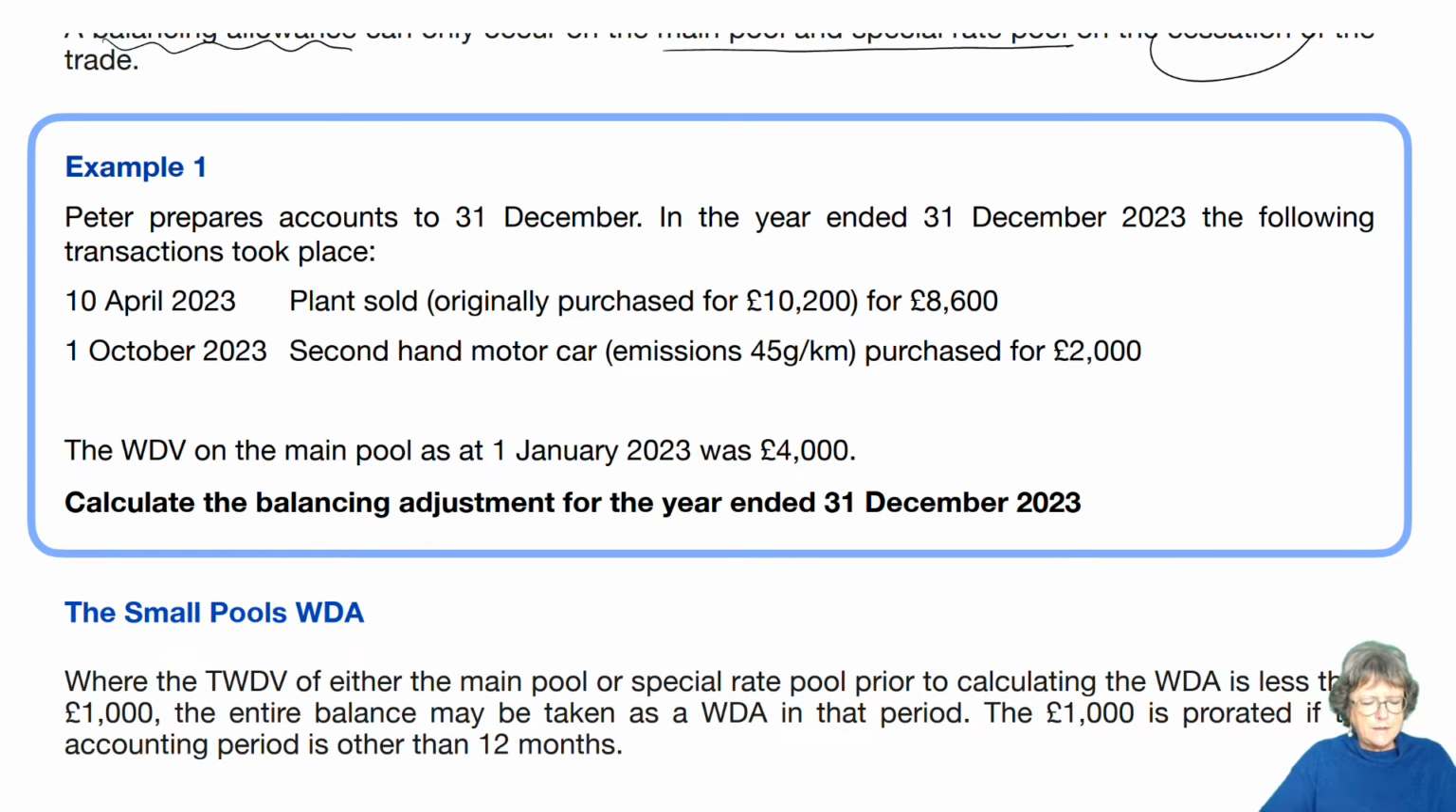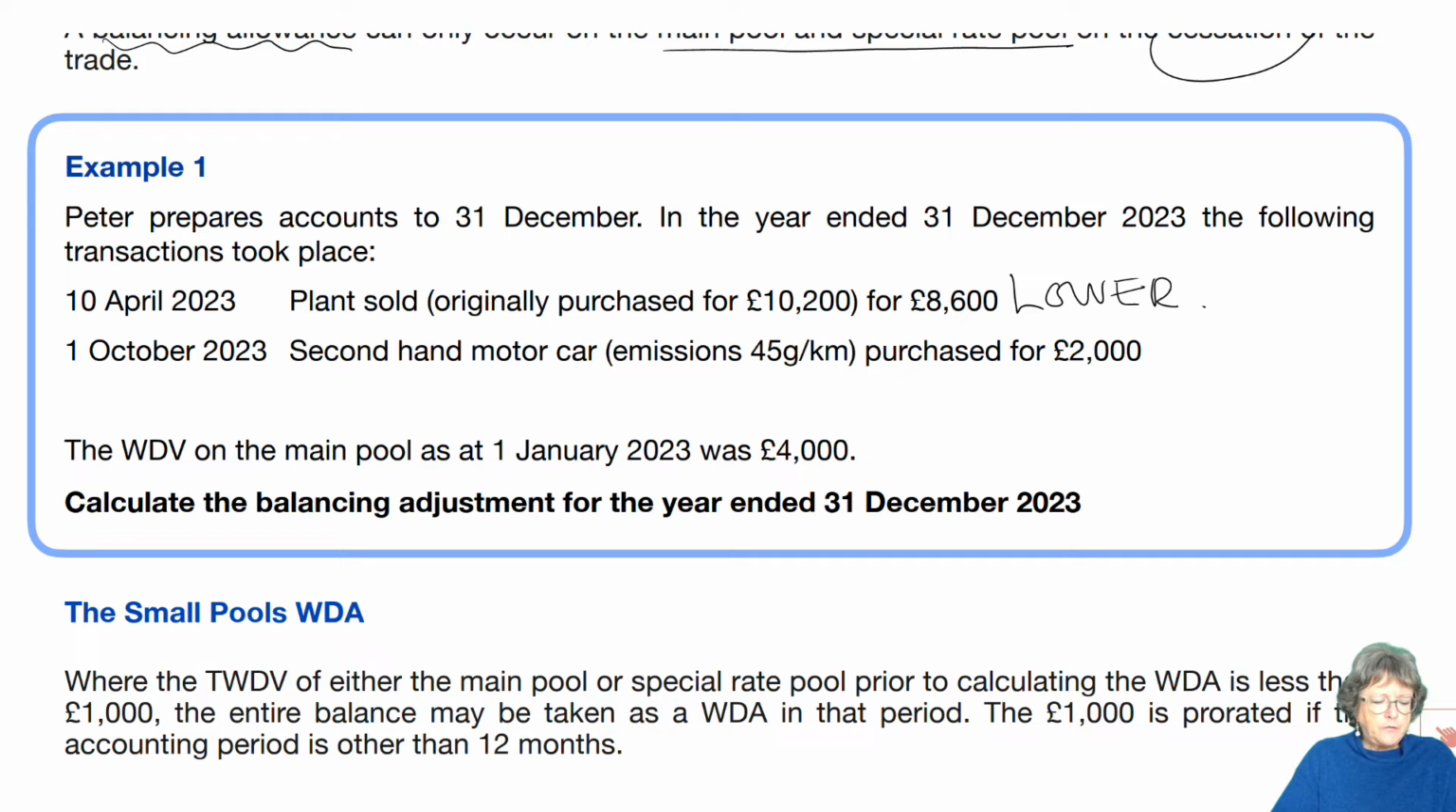So let's have a look at example number 1. Peter prepares accounts to the 31st of December. In the year ended 31st of December 23, the following transactions took place. So always check that the dates are relevant and they fall within this period. On the 10th of April, plant was sold, which had originally been bought for 10,200. Remember the rule? It's the lower of these two.